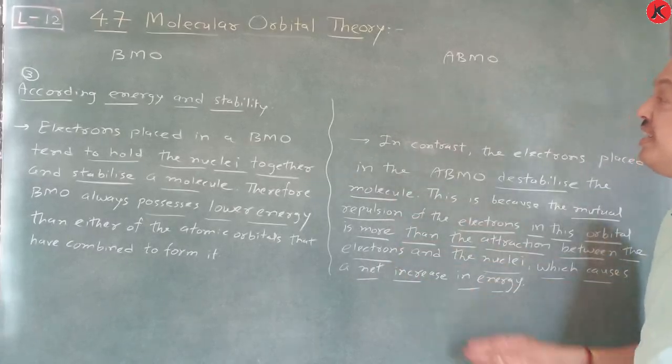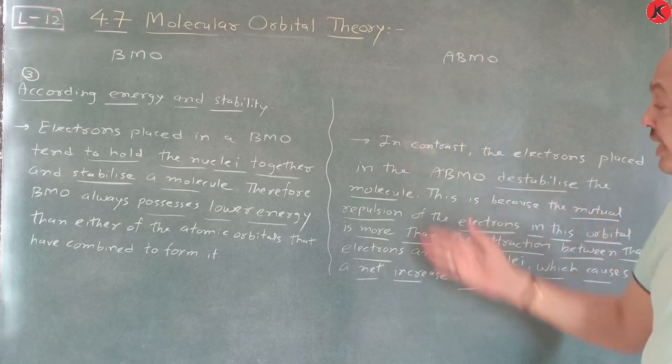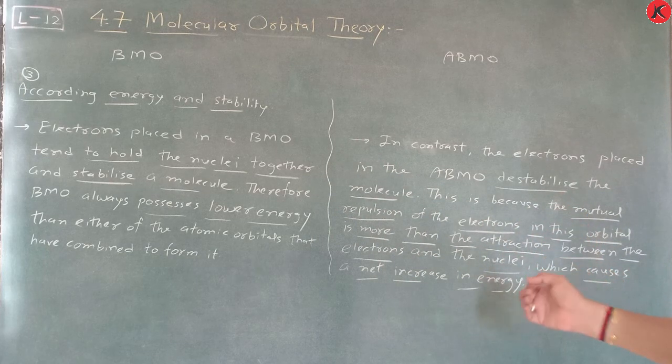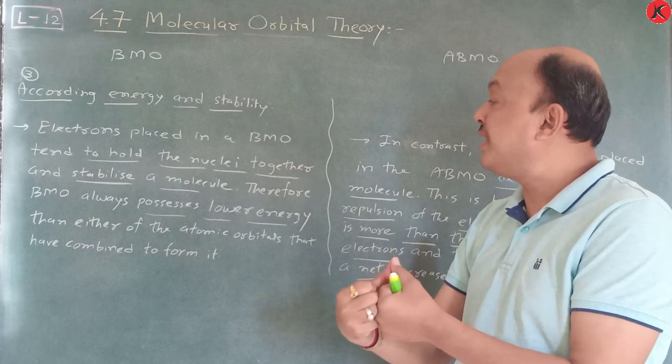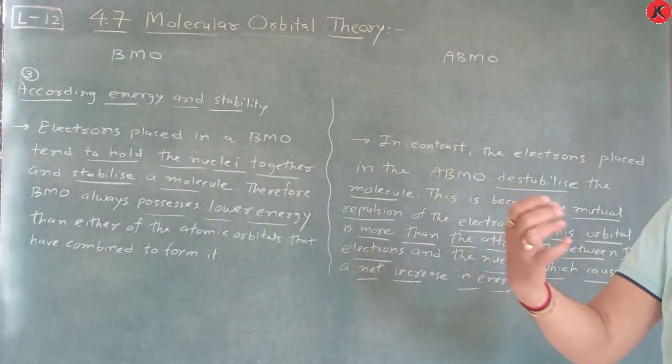So write it completely here, and we just remember only one sentence remaining. Write it here. This is a very easy topic: energy and stability. Here, you just understand, attraction occurs, and that's why it holds the two nuclei together and stabilizes the molecule. Here repulsion occurs, and that's why we can say it destabilizes.